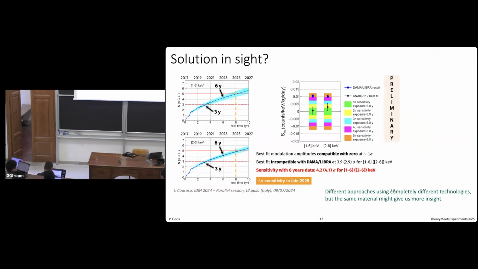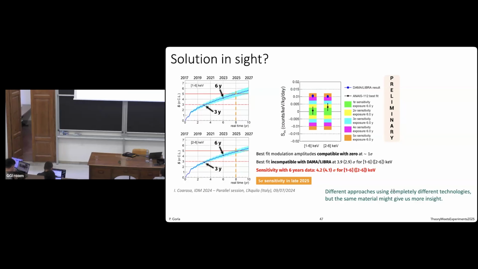And finally, they don't see any evidence of annual modulation. Similar results, not that strong. So this was released last year, 6-year data, 4.2 sigma. The oscillation pattern, so the annual modulation is disfavored.